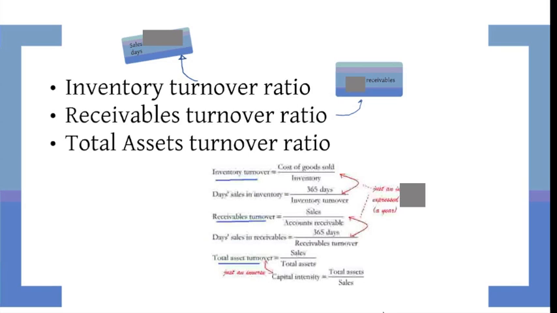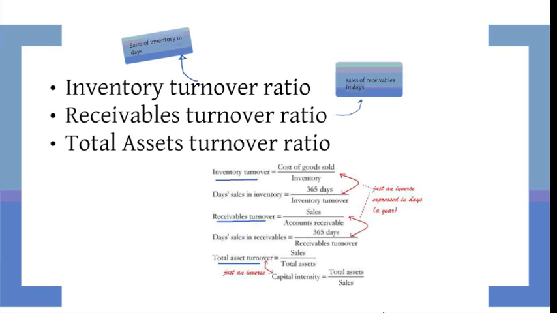This can also be expressed in terms of days, and in that case, this is known as days sales in inventory. So inventory turnover ratio and days sales in inventory measure the same thing, except that they are in inverse relationship, and days sales in inventory is expressed in terms of days, for a year. So that's why you'll see 365 in there.